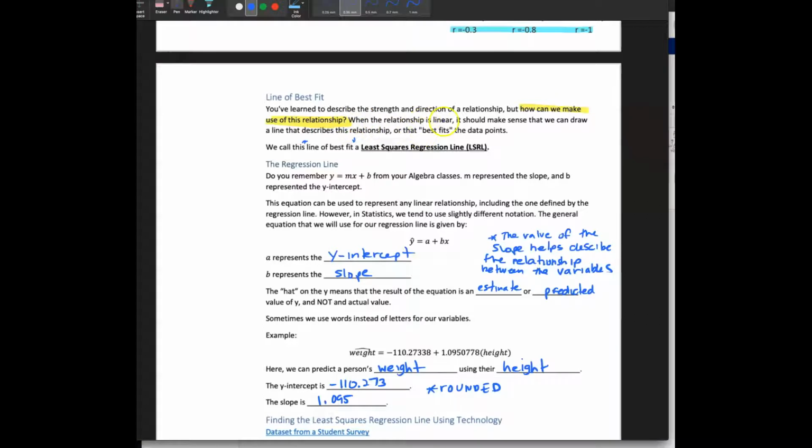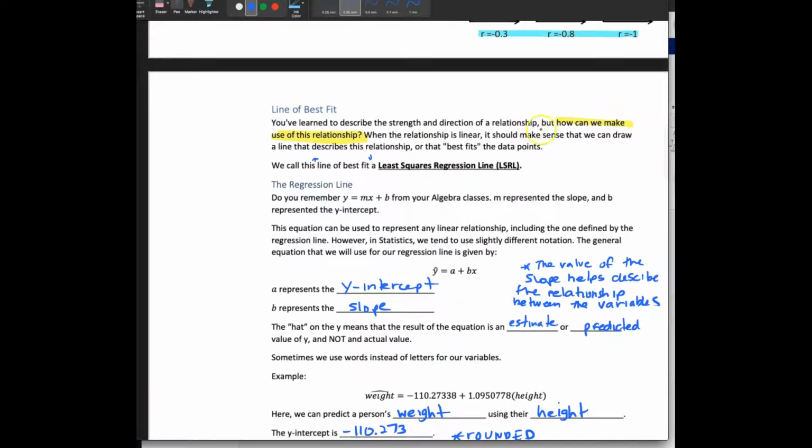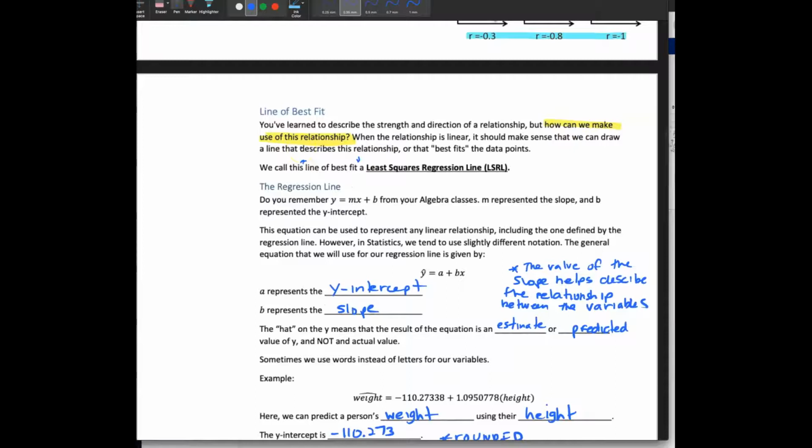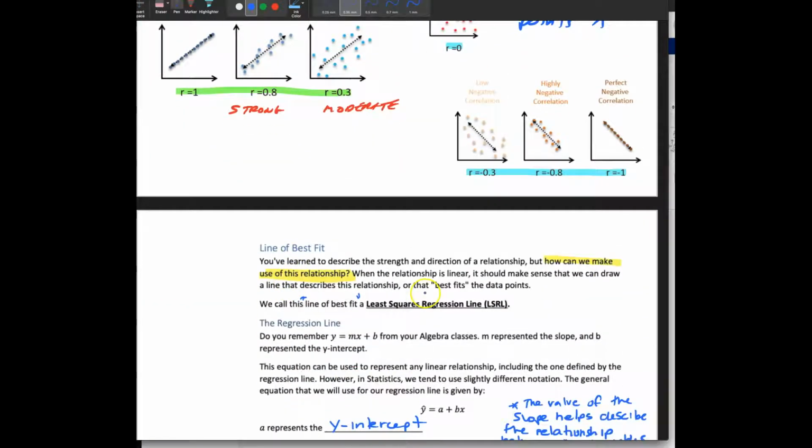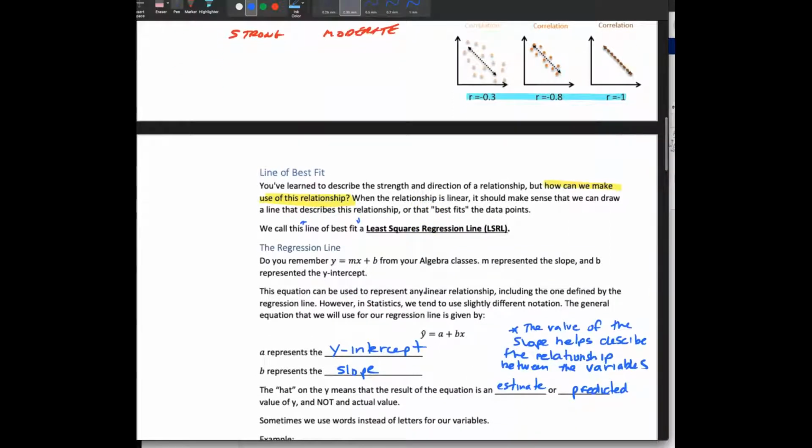Well, when the relationship's linear, it should make sense that we can now draw a line that describes the relationship, kind of like we're doing here. And that's called the line of best fit. And we have a very technical name for that. It's called the least squares regression line, LSRL. We may just say the regression line or regression equation.